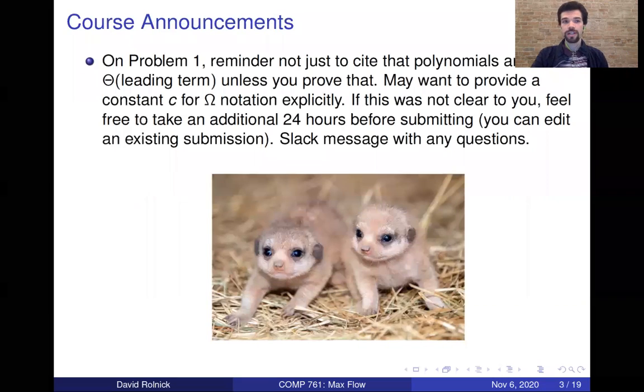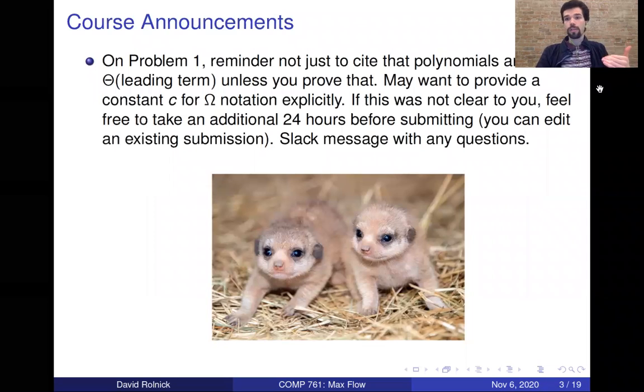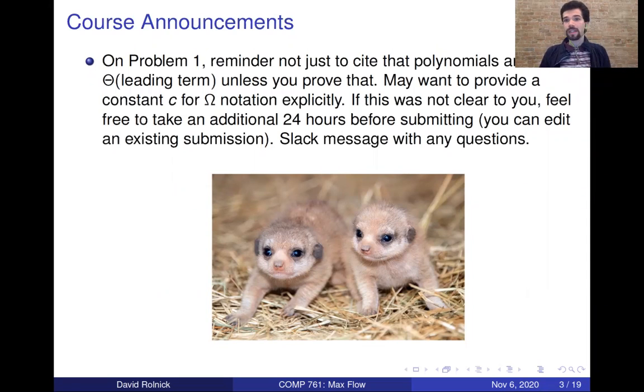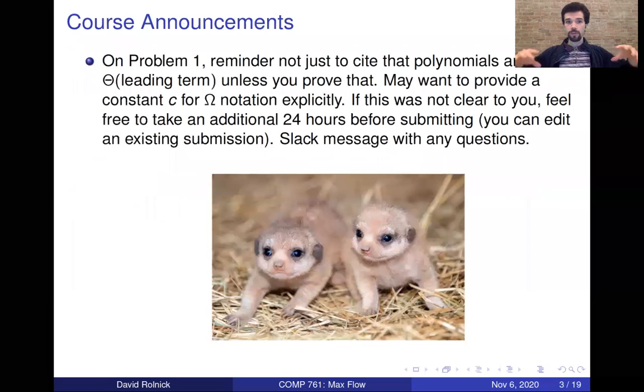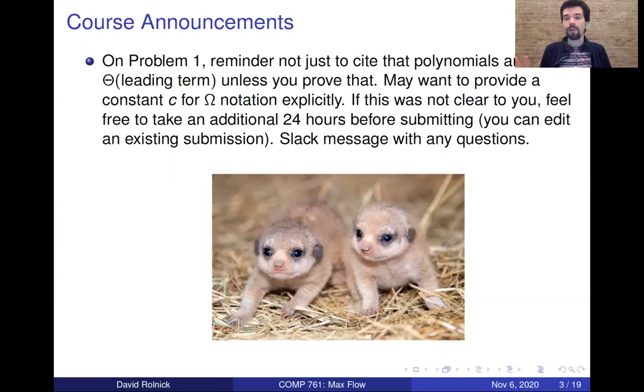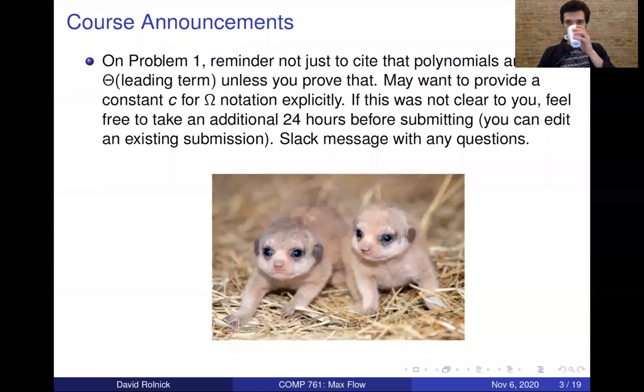So a clarification, again, for problem 1, a reminder that you shouldn't just cite that polynomials are theta of the leading term unless you prove that. We proved some subsets of that in class, and feel free to use similar logic to anything we did in class. But the goal of that problem is really to go into the meat of it. It shouldn't be terrible. You might want to provide a constant for the omega notation explicitly, just to show that something is omega of something else.